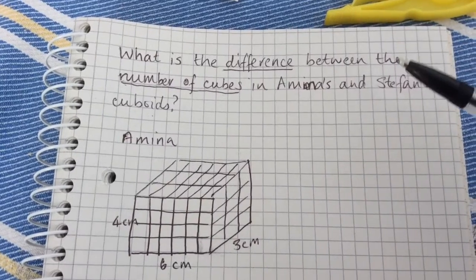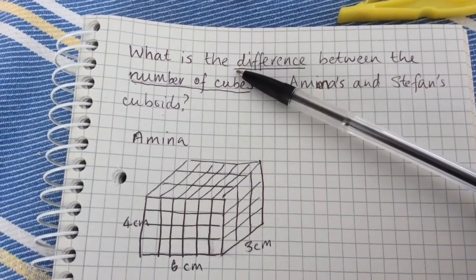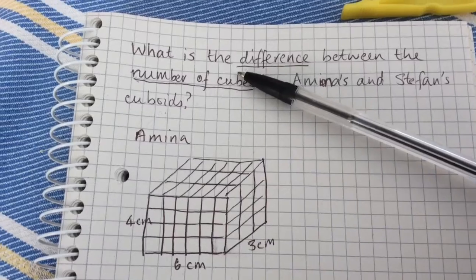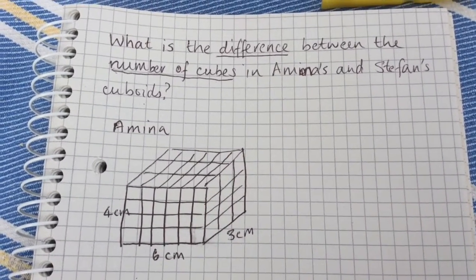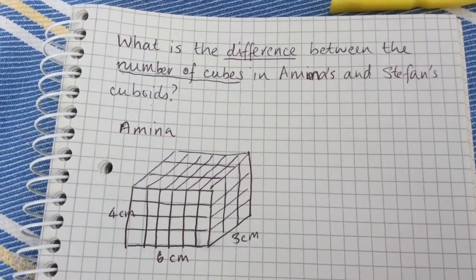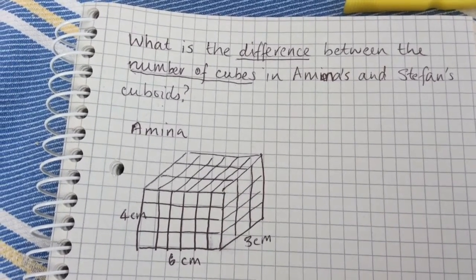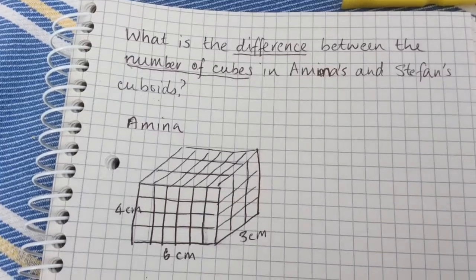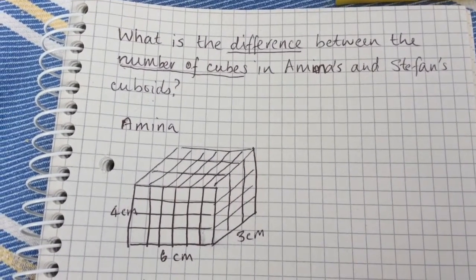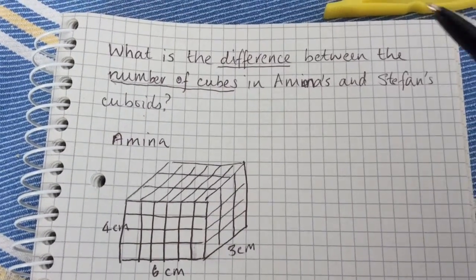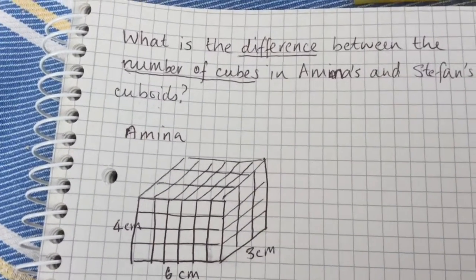And I reckon that the important words here are, first one is the difference. And I'm hoping if you see a difference in a question, that should be ringing bells as to what sort of calculation you're going to need to do. And hopefully it's saying take away, subtraction at you. Whenever you see difference, it's almost always a take away calculation. So the difference between, and the other bit I've underlined is number of cubes.